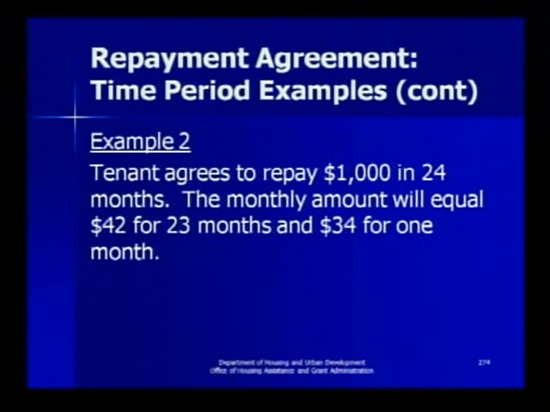Another time period example would be, if the tenant agrees to repay $1,000 in a time period of 24 months. The monthly amount will equal $42 for 23 months and $34 for 1 month. And on the next slide we'll see how we arrived at those amounts.